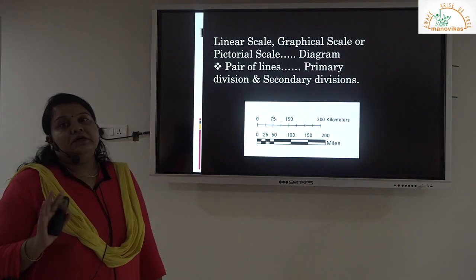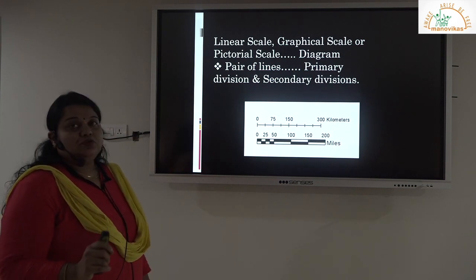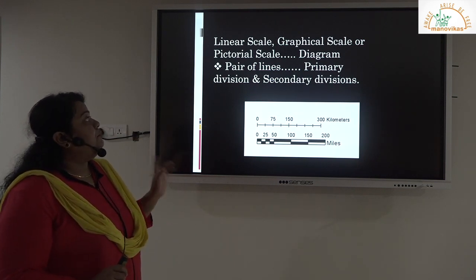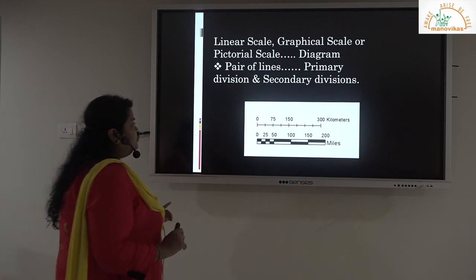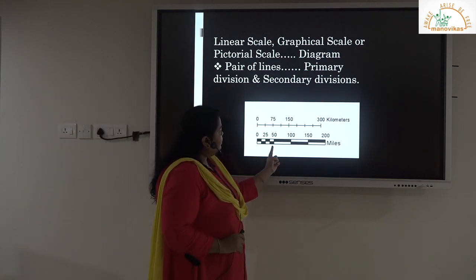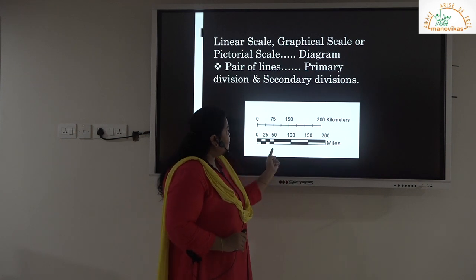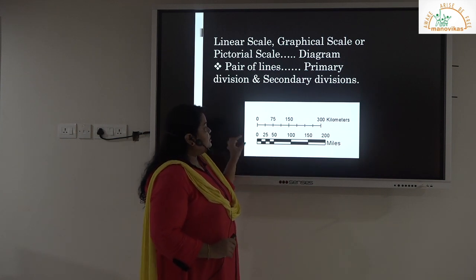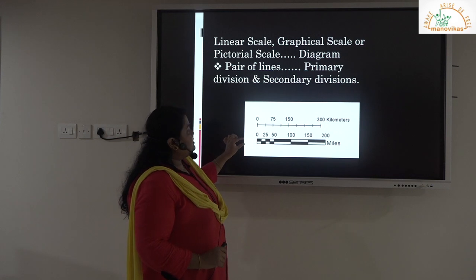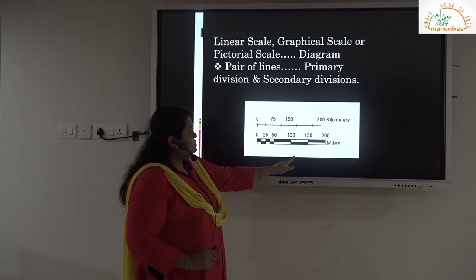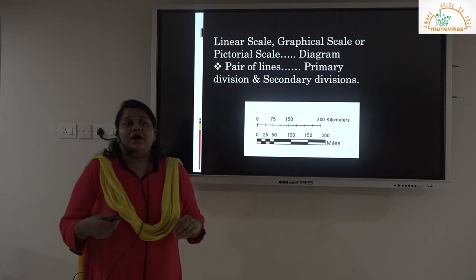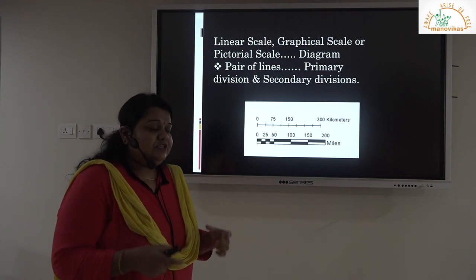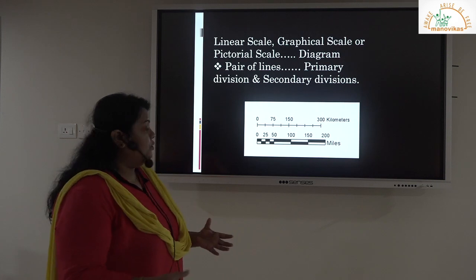Then we have the linear scale. This linear scale is also known as graphical scale or pictorial scale. It has 2 divisions. So you can check for the second one. This is your primary division, this is your secondary division. Okay, this is basically drawn as a double line with the shaded portions, and this helps us to understand distance between 2 places without using a ruler.